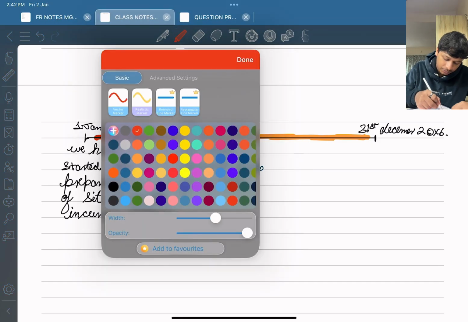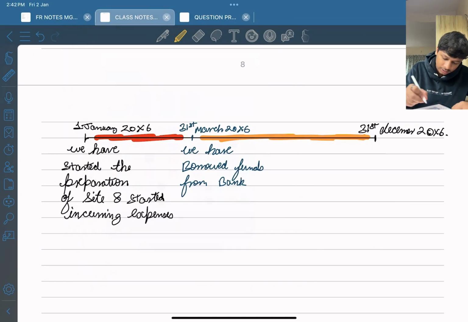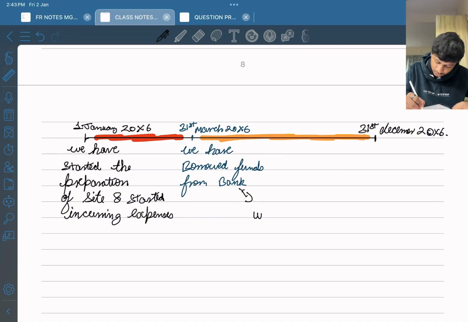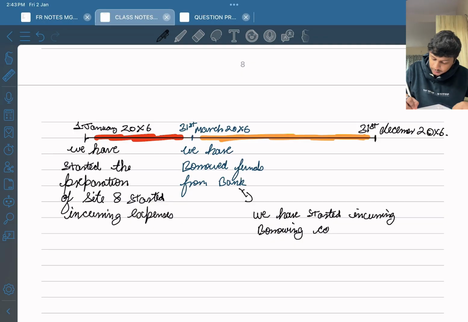Why? The reason is because we can see that we have borrowed funds on 31st March 20x6, which means we have started the interest payment on this date. We have started incurring borrowing cost on this date. So this is why we will be starting the period of capitalization here.